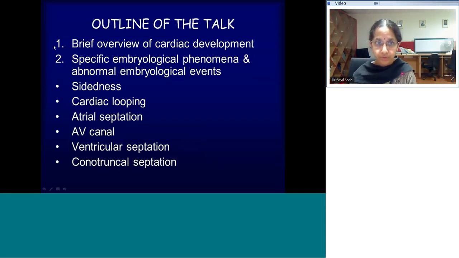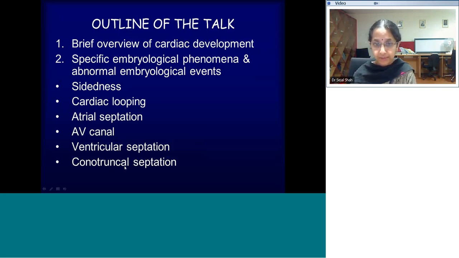So what we are going to see today in the short talk is a brief overview of the cardiac development. That means from which area it comes and what happens to the embryo during the process of cardiac development, and also then looking into the individual steps like the sidedness. Sidedness includes the atrial situs, the cardiac looping, that means the right ventricle on the right of left ventricle, the development of the atrial septum, the ventricular septum, and the atrioventricular canal, and then the last is conotruncal septation.